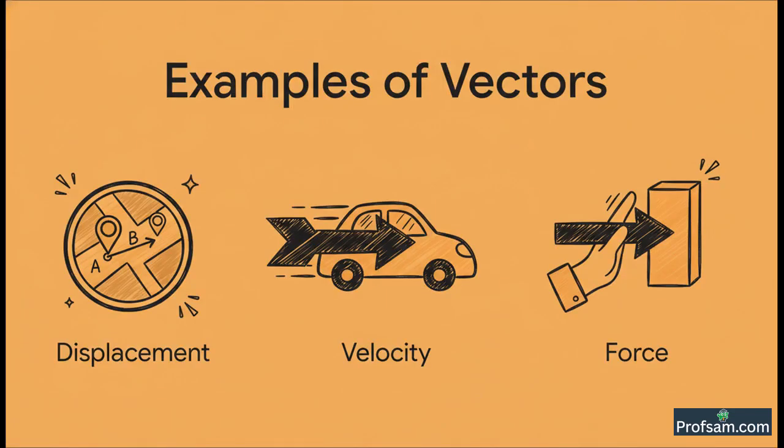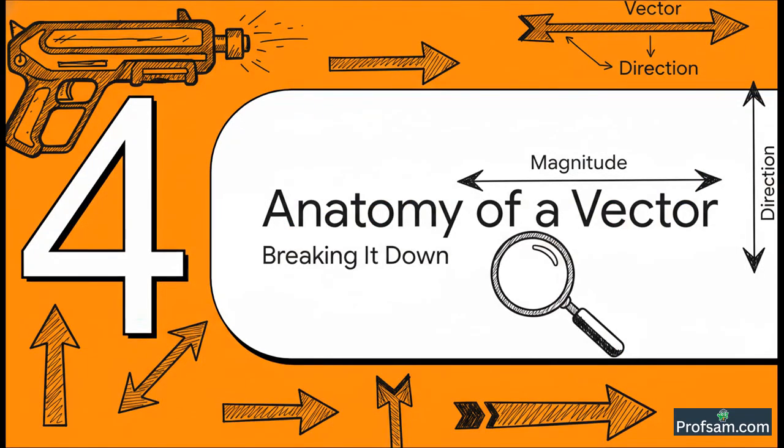Let's look at some examples of these pro moves. Displacement isn't just about how far you moved, it's about which direction you moved in. Velocity isn't just speed, it's your speed towards a particular point. And force isn't just how hard you push, it's about which way you're pushing. Each one of these has a number and a direction. They are all vectors.